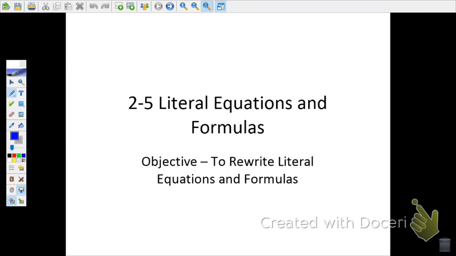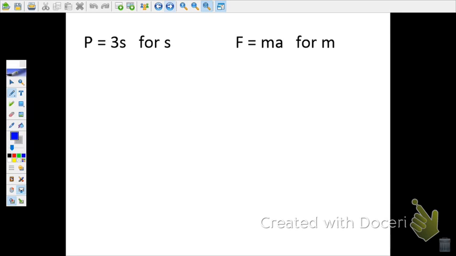Today we're going to take what we have learned about solving equations and apply it to literal equations and formulas. So just being able to rewrite those equations or formulas for a particular variable. So in your interactive notebook, just have some examples that we are going to go through.